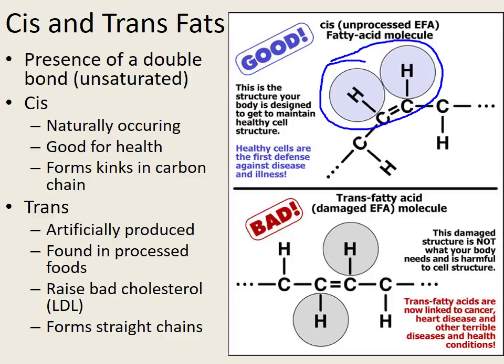They're naturally occurring, and these fatty acids help to form our cell membrane, or plasma membrane. Trans fats are artificially produced, and what trans means is across. So the hydrogen atoms are across from each other when there is a double bond between the carbons.